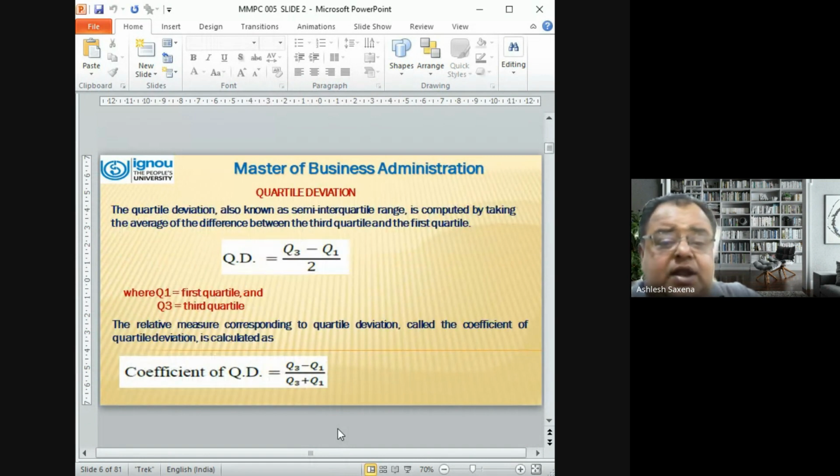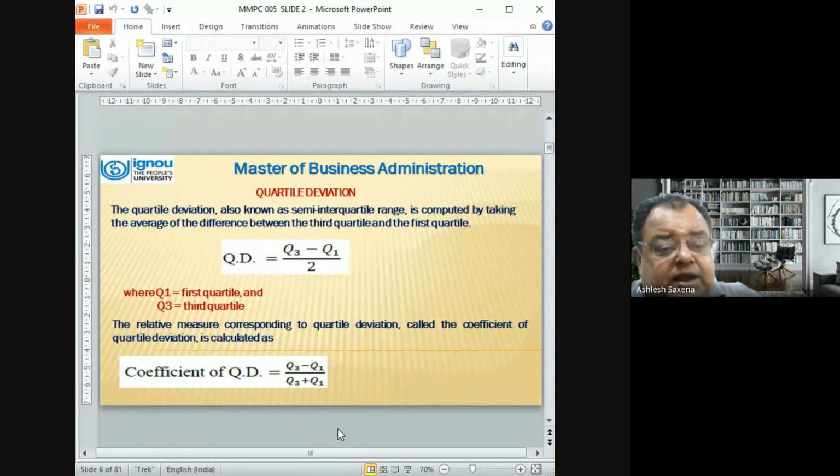Now we move to quartile deviation. Quartile deviation, as you are aware, quartile means dividing the whole data into four parts. Q1 is the first quartile, Q2 is the median, and Q3 is the third quartile. Quartile deviation, which is also known as semi-interquartile range, is computed by taking the average of the difference between the third quartile and the first quartile. That means Q3 minus Q1 divided by 2, where Q1 is the first quartile and Q3 is the third quartile.